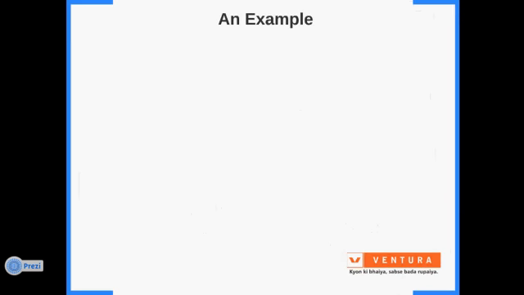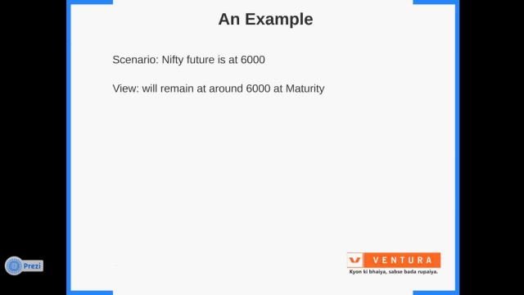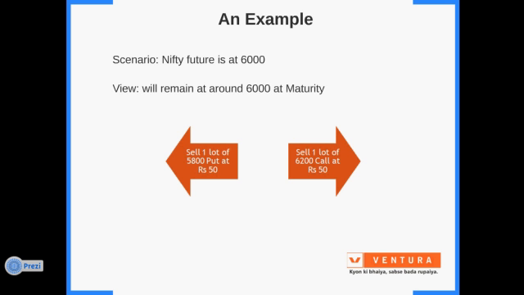Here's an example to make this strategy really clear. Let's suppose the Nifty current month future is at 6,000 and you feel it will remain around that level at maturity. You could set up a short strangle by selling one call at a strike price of 6,200 and simultaneously selling a put at the strike price of 5,800. This strategy will earn you 100 rupees in the form of premium.